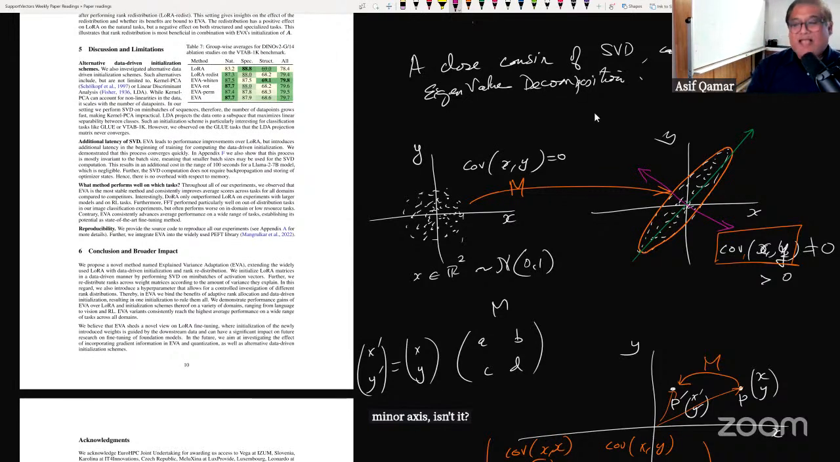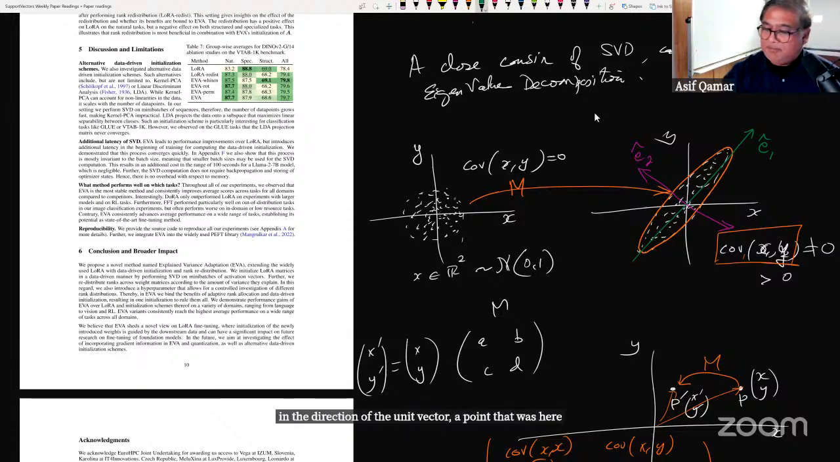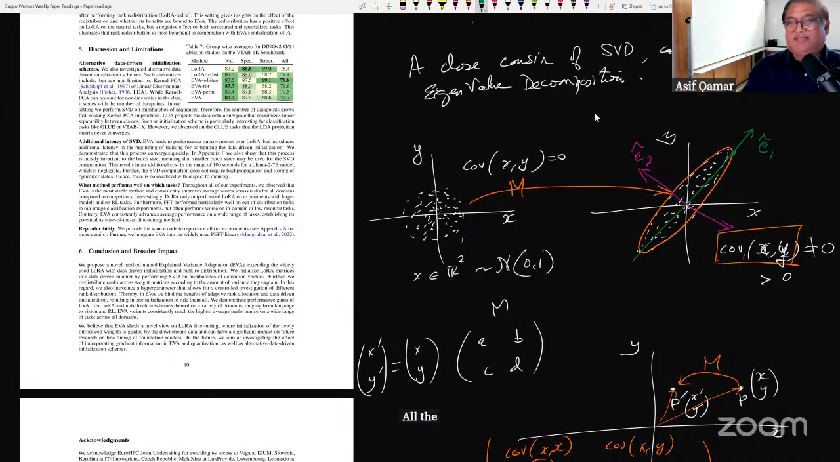Does it make sense? I can give it two vectors: E1, a unit vector in this direction, and a unit vector E2 in this direction, isn't it? Now observe something very interesting. In the direction of the unit vector, a point that was here only got moved from here to here, isn't it? It only got stretched. All the points that would fall on the two axes, those major and minor axes, only get stretched. All other points go through some rotation also, isn't it?